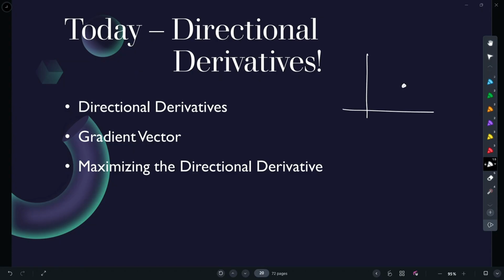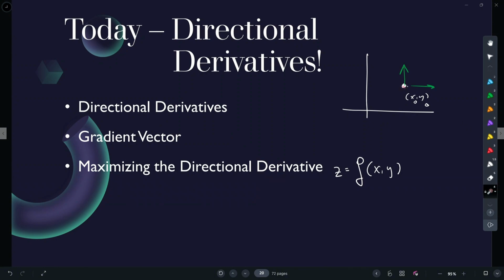We have a point, x naught, y naught, and we have a graph of a function, so we have some function f of x, y. And what we know to do now is what happens if I go in that direction or if I go in that direction. What is the growth? What's the tangent line? What's the slope of the tangent line of the graph in those two directions?